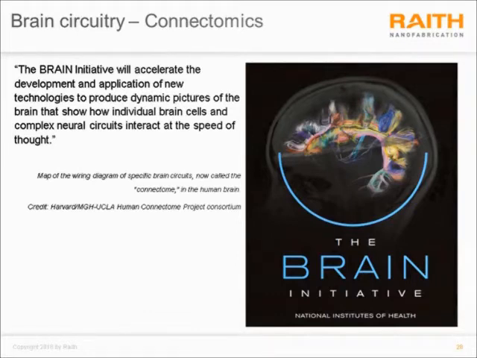And the wiring diagram, the schematic diagram of the brain circuit, is what neuroscientists call the connectome. The connectome is completely unknown for humans and most animals. And there is a large effort to explore and understand the connectome and its implications.